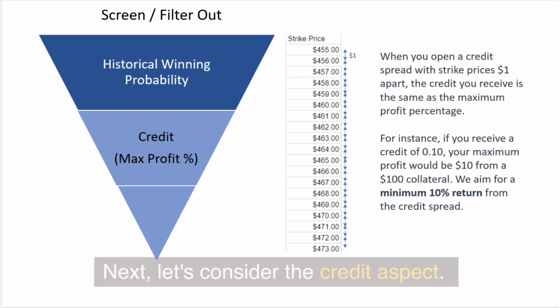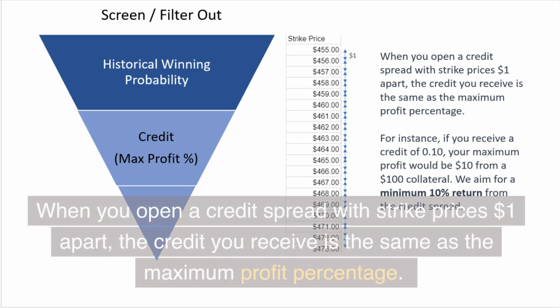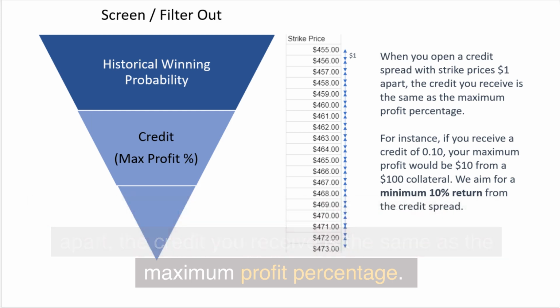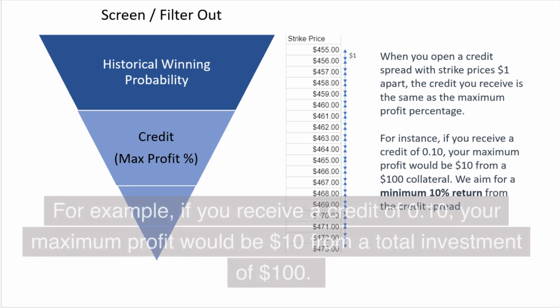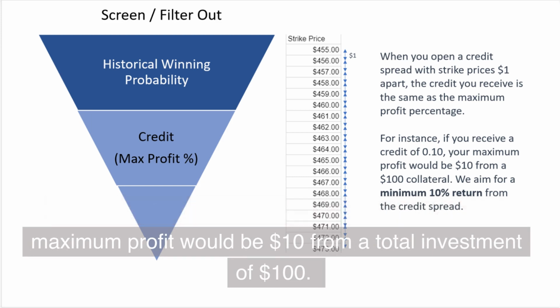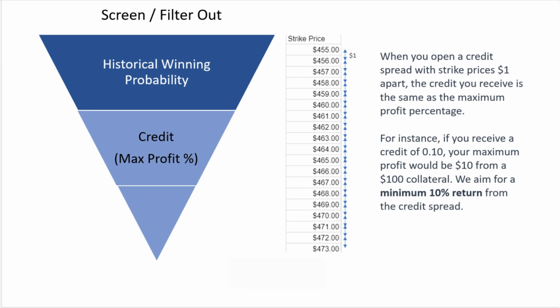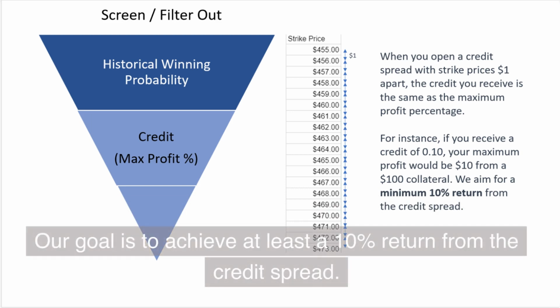Next, let's consider the credit aspect. When you open a credit spread with strike prices $1 apart, the credit you receive is the same as the maximum profit percentage. For example, if you receive a credit of 0.10, your maximum profit would be $10 from a total investment of $100. Our goal is to achieve at least a 10% return from the credit spread.